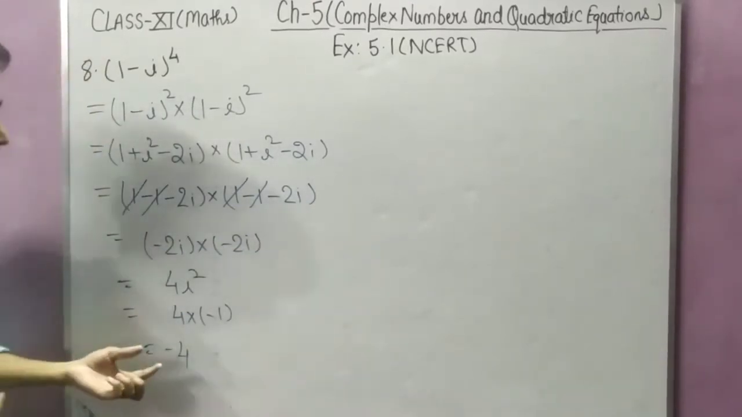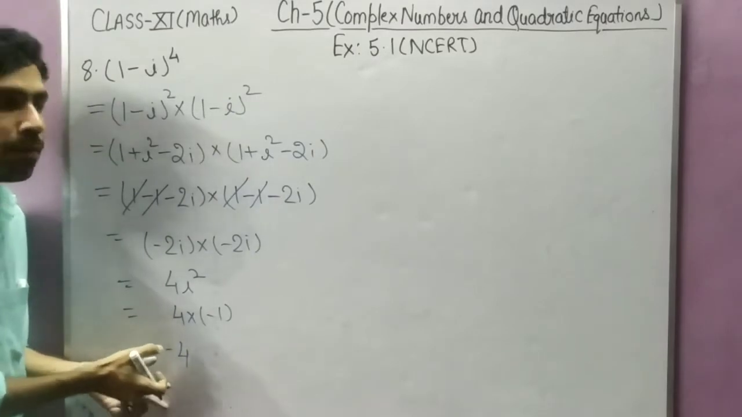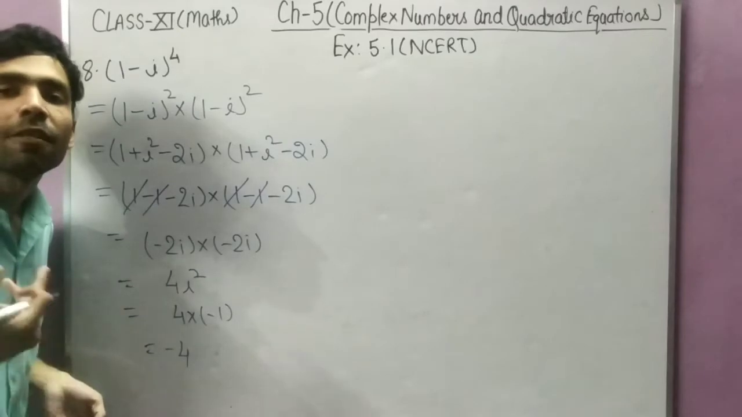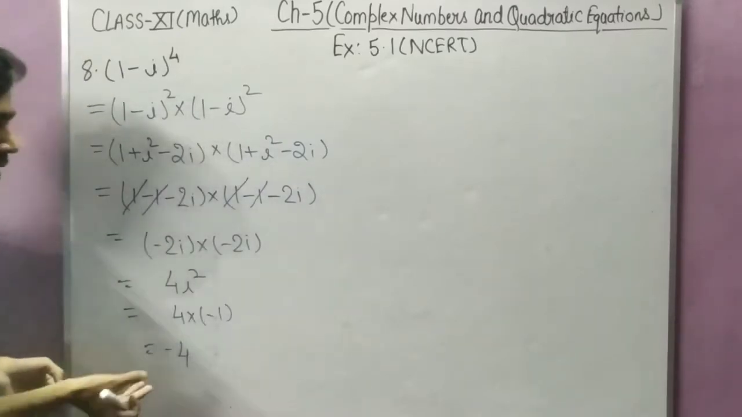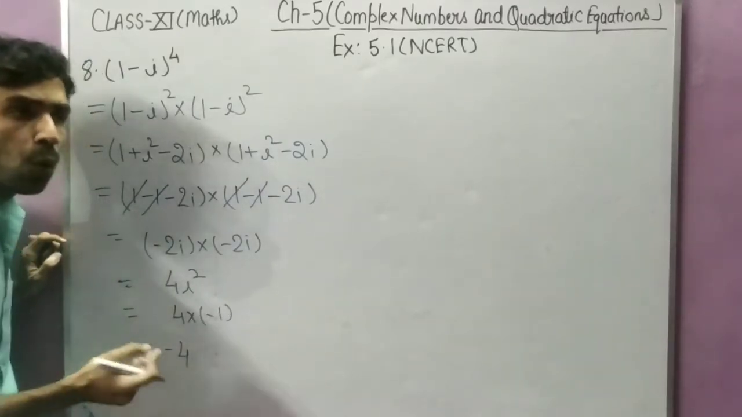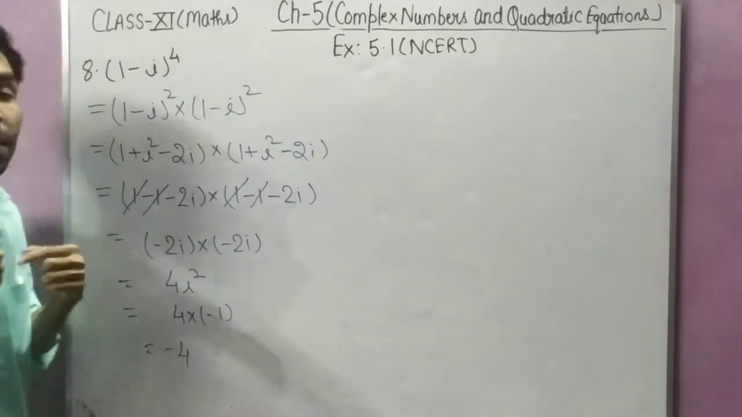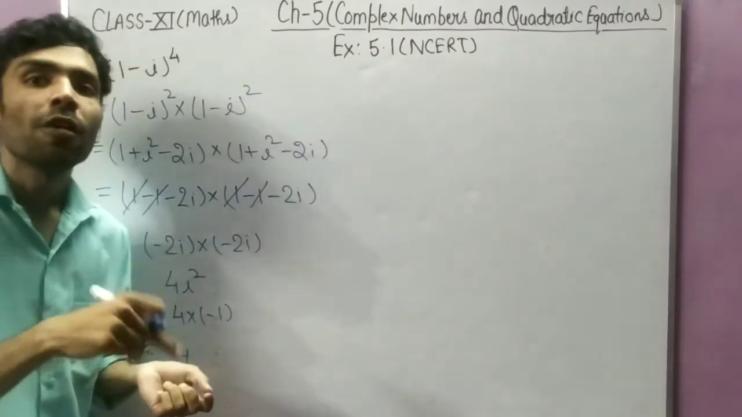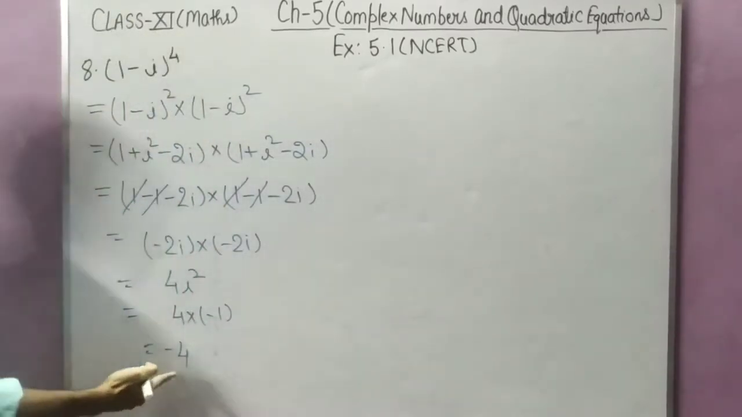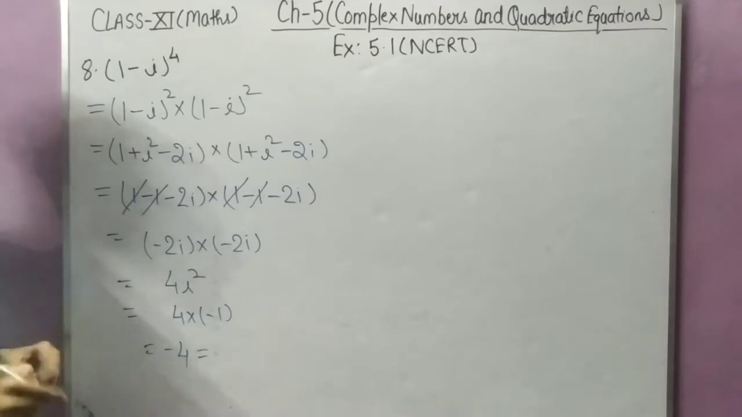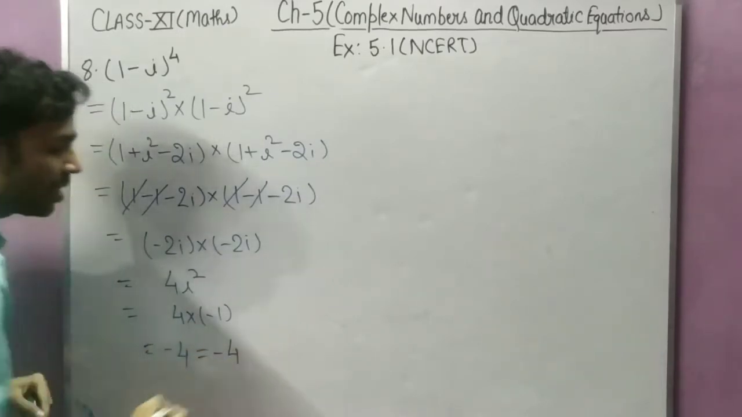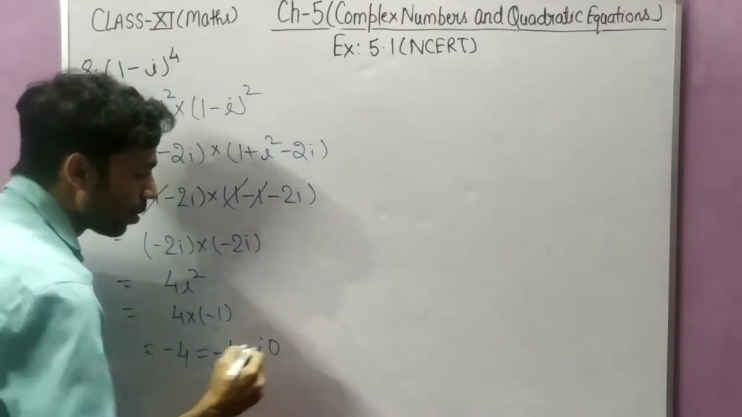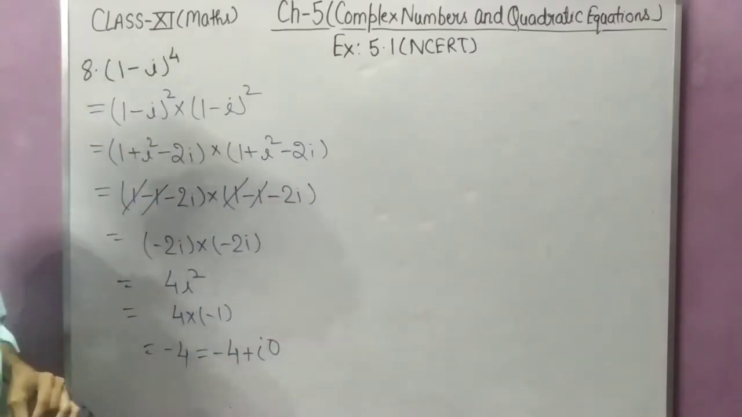But this result has to be represented in the form of a plus ib. When we solved, we got minus 4, and in this answer only the real part is available, the imaginary part is not available. It means the imaginary part is 0, that is, the value of b is 0. So when I represent this in the form of a plus ib, I can write minus 4 plus i into 0. This will be the solution of question number 8.